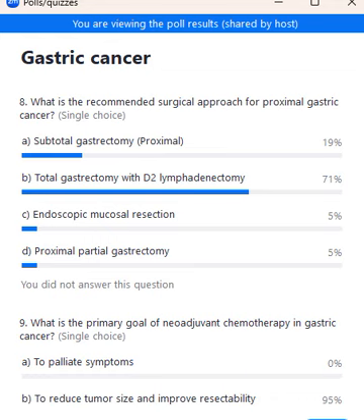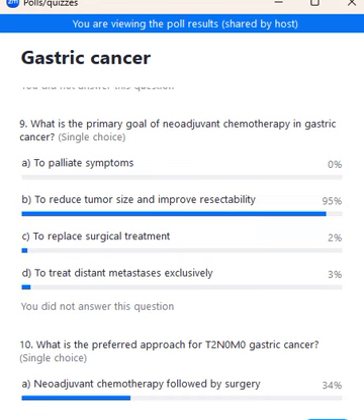Question number 9. What is the primary goal of neoadjuvant chemotherapy in gastric cancer? Option A was to palliate symptoms. Option B, to reduce tumor size and improve resectability. Option C, to replace surgical treatment. Option D, to treat distant metastasis exclusively. Here the correct answer is option B, to reduce tumor size and improve resectability. Neoadjuvant chemotherapy aims to shrink the tumor, facilitate complete resection, and address micrometastatic disease. Nearly 95% of students have given the correct answer.